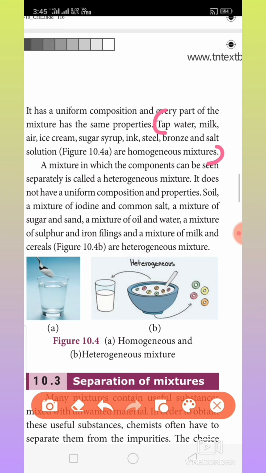A mixture in which the components can be seen separately. Cannot be seen means it is homogeneous. Can be seen means it is heterogeneous mixture. It does not have a uniform composition and properties.